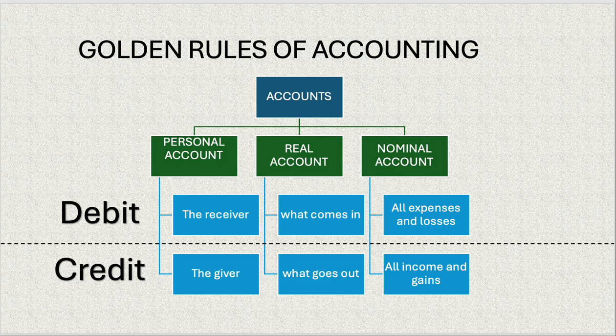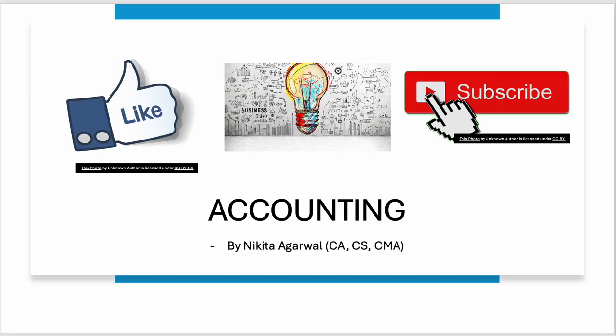To recap, personal accounts involve people and businesses. The rule is debit the receiver, credit the giver. Real accounts deal with assets and you debit what comes in and credit what goes out. Lastly, nominal accounts relate to incomes and expenses, debiting all expenses and losses, and crediting all incomes and gains.